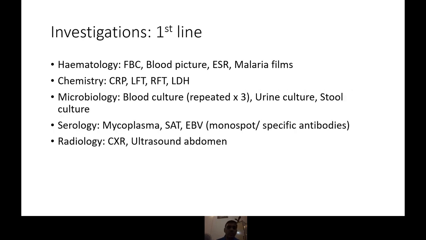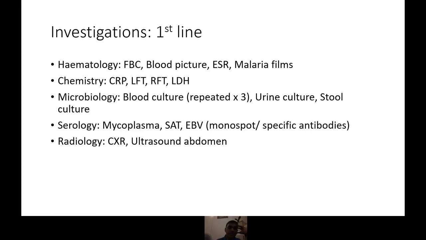As the first line, you will probably do a full blood count with a blood picture, ESR, and malaria films. Although we have eradicated malaria, as I said, from time to time we might get malaria cases. Then C-reactive protein will be helpful, as well as liver and renal profiles. LDH will be useful to exclude certain malignancies. For blood cultures, what we generally recommend is at least three blood cultures at the height of the fever spike if you want to grow an organism, as well as urine cultures and of course serology. We would generally do an X-ray and ultrasound of the abdomen to see if there is any septic focus.